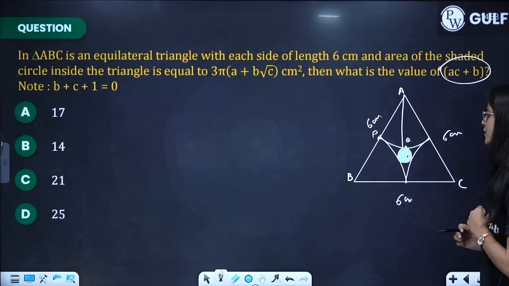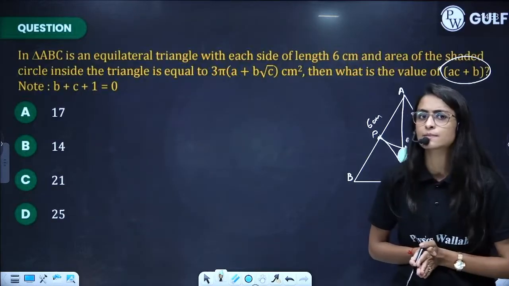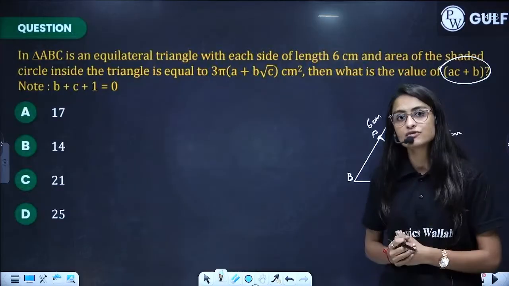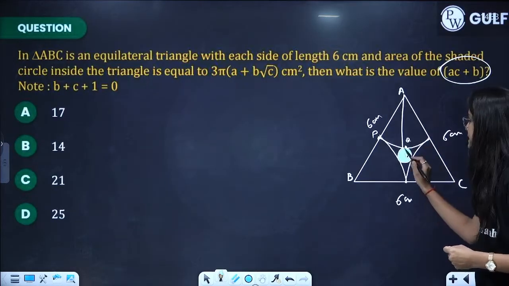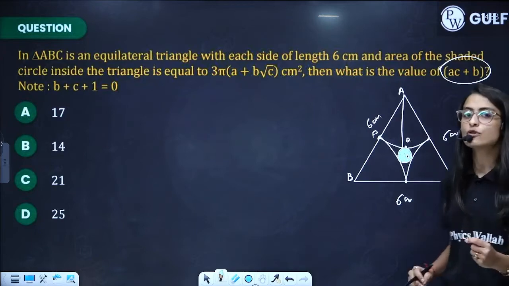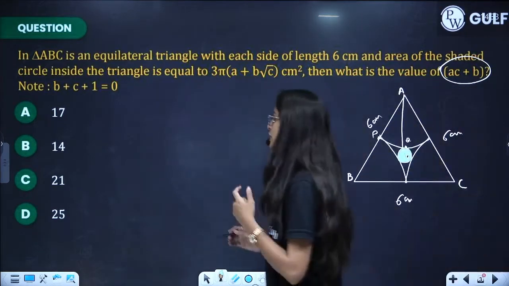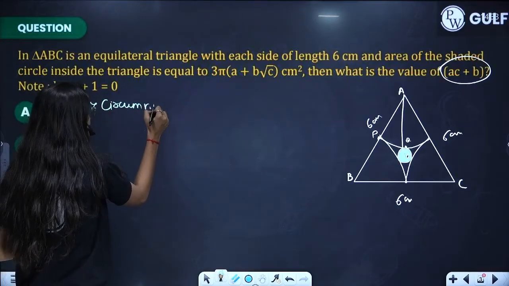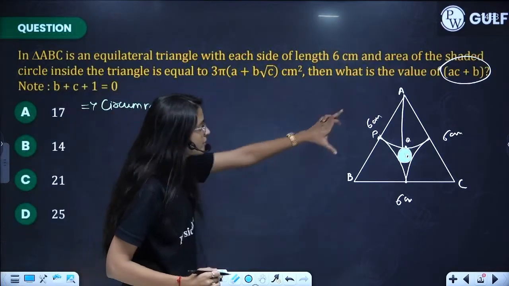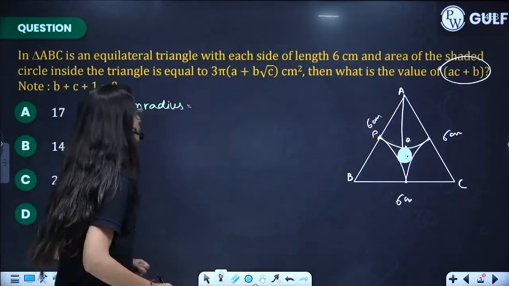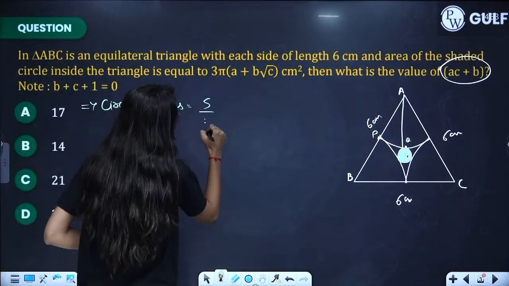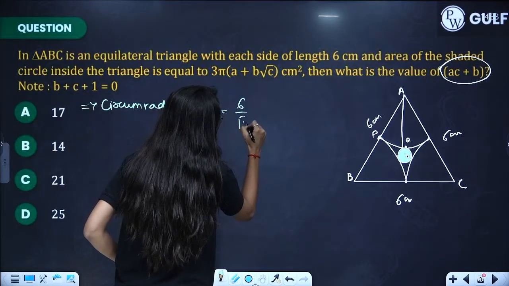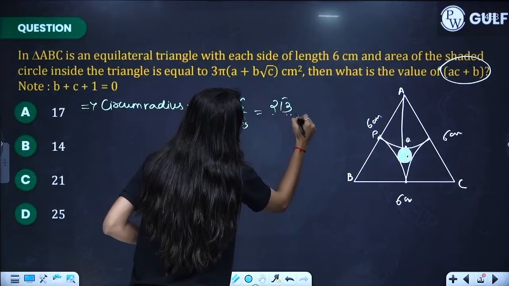Can you say that AO is the circumradius? Why? Because O is the center of the circle as well as of the triangle. So, for finding the area of the shaded circle, you have to find the radius first. Let's find that with the help of the circumradius. The circumradius would be our AO, which equals s by root 3. Now, our sides are 6 centimeters, so 6 by root 3 gives you 2 root 3 centimeter.